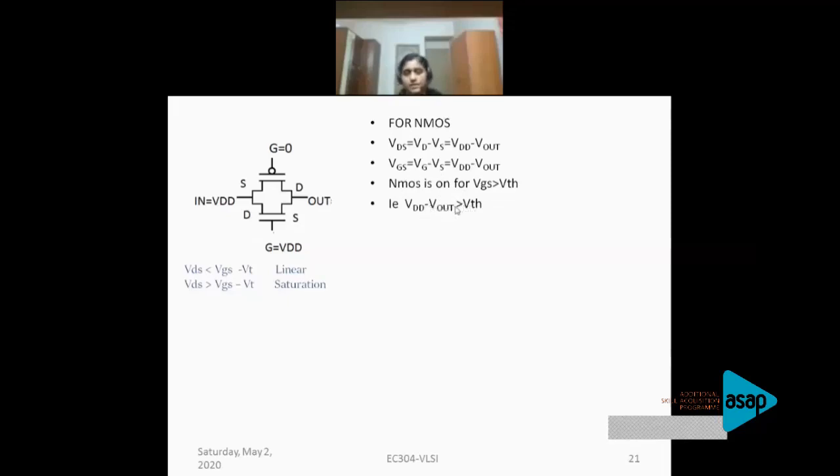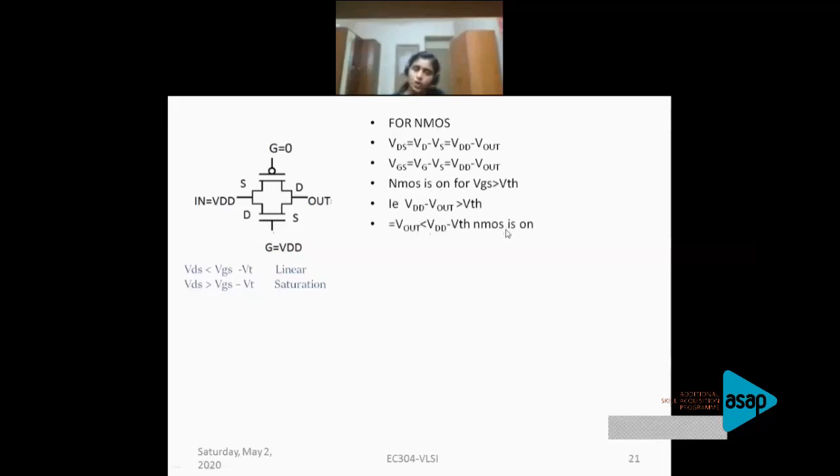So let's try to rearrange this equation with V out alone on the left hand side. I take the term to this side to remove the negative sign. If I rearrange it, I can say that V out is less than VDD minus VTH. I bring it over here and change the sign, so this symbol is changed and this one is also changed. So if you rearrange in terms of V out, V out less than VDD minus VTH means your NMOS is on. You've written the condition for NMOS to be on, right? So when V out is less than VDD minus VTH, your NMOS is on.